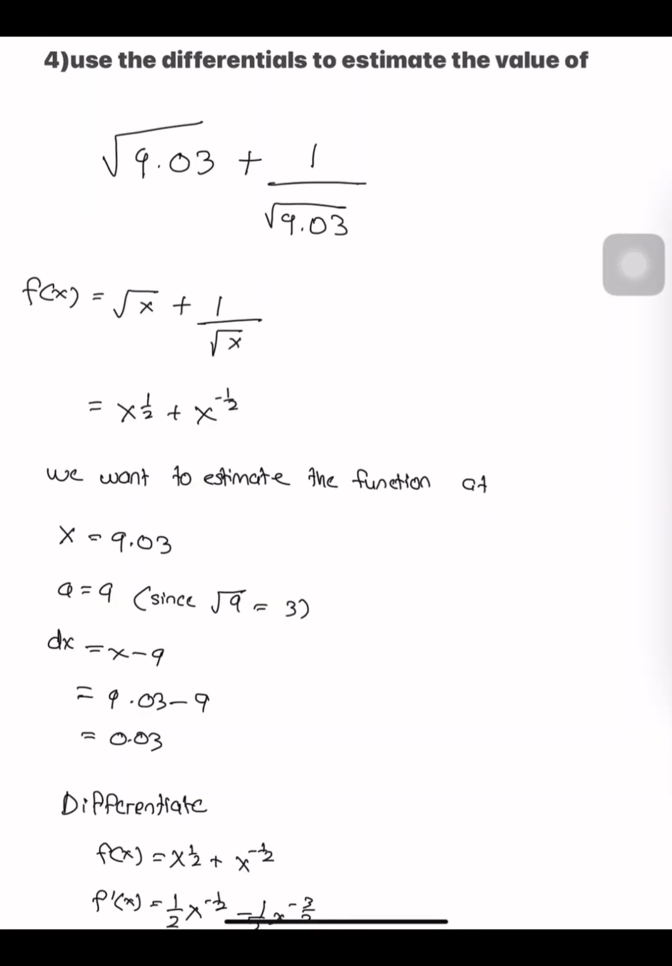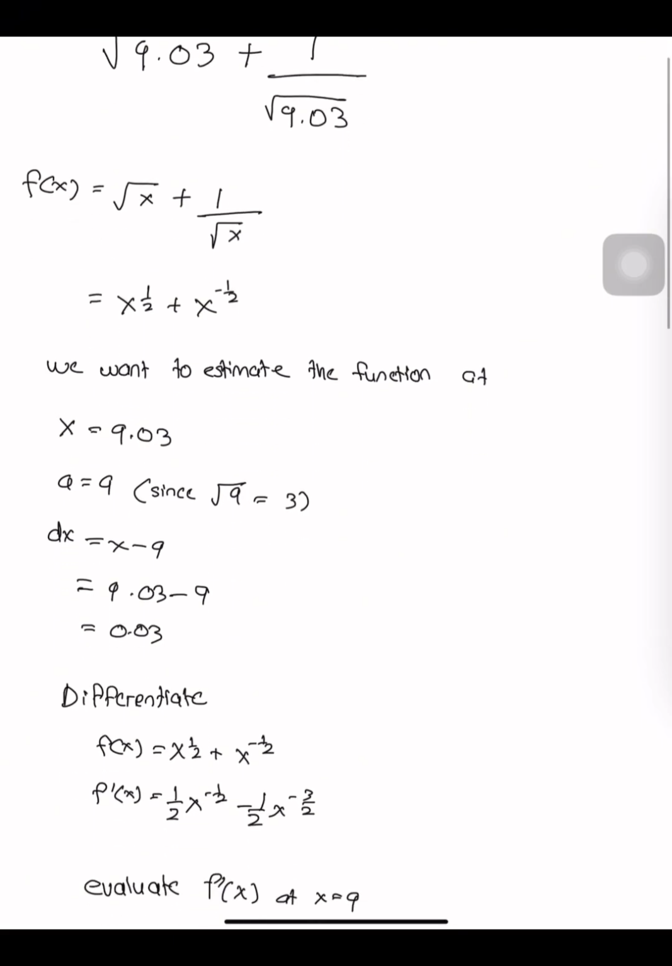Thank you. My name is Muhammad Arifuddin bin Muhammad Shukri, and I would like to explain question 4. Question 4 asks us to use differentials to estimate the value of square root 9.03 plus 1 over square root 9.03. So first we need to define the function. Let f(x) equal square root x plus 1 over square root x.